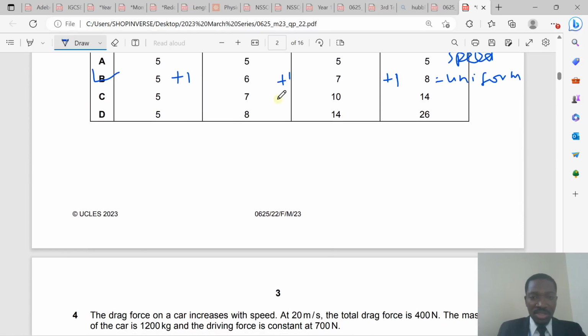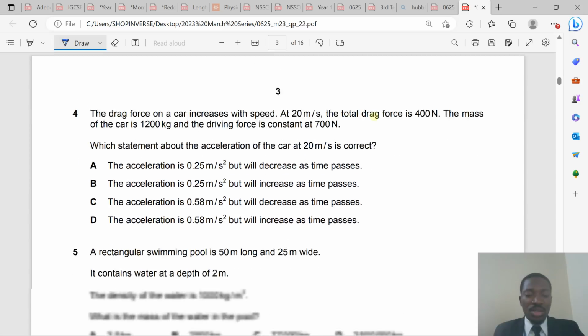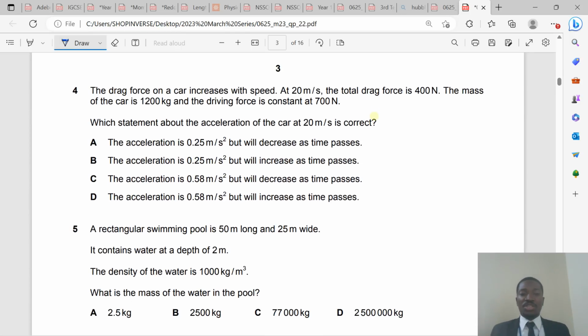In the case of C, the acceleration is not uniform because the increment is not uniform. Here it is +2. 5 plus 2 gives us 7. You come to the next one. 7 plus what will give you 10? 7 plus 3 will give you 10. 10 plus 4 will give you 14. So it is not uniform in the third case. And in the fourth case, it's definitely not uniform because here you have +3, here you have +6, and here you have +12. That shows that the acceleration is high and is not uniform. So that acceleration is exponential.